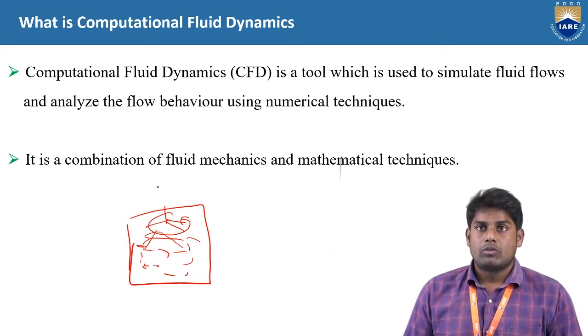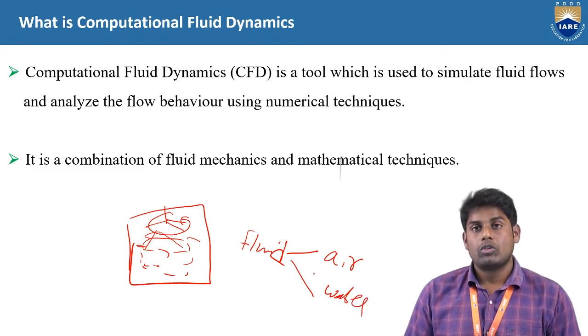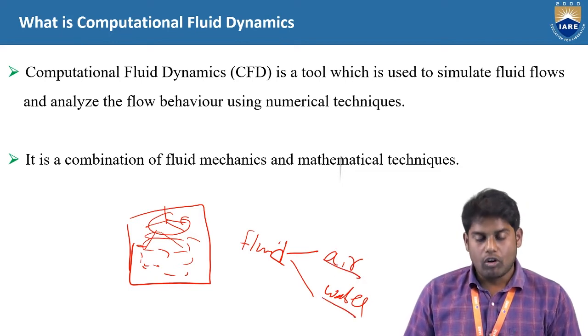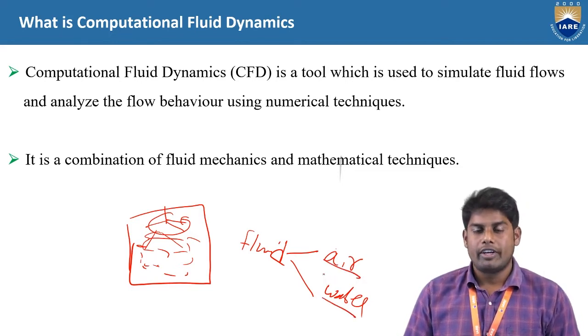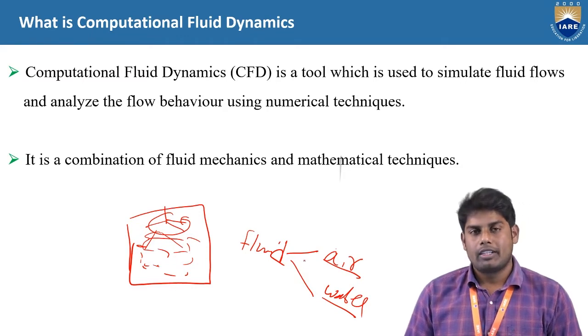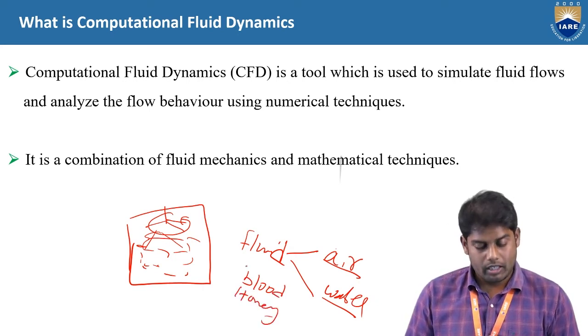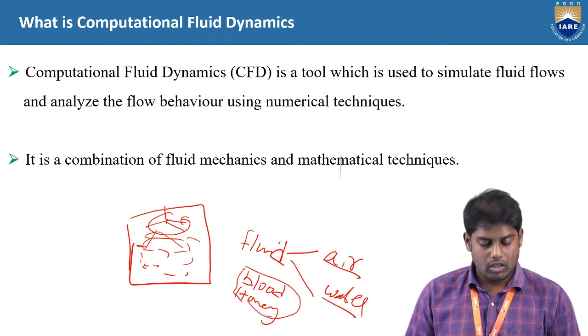Here the fluid can be air or water. There are different types of fluid: Newtonian fluid and non-Newtonian fluid. Air and water come under Newtonian fluid, where applied stress and strain are proportional. In the case of non-Newtonian fluid, applied stress and strain are not proportional. Examples are blood and honey. These come under non-Newtonian fluid.